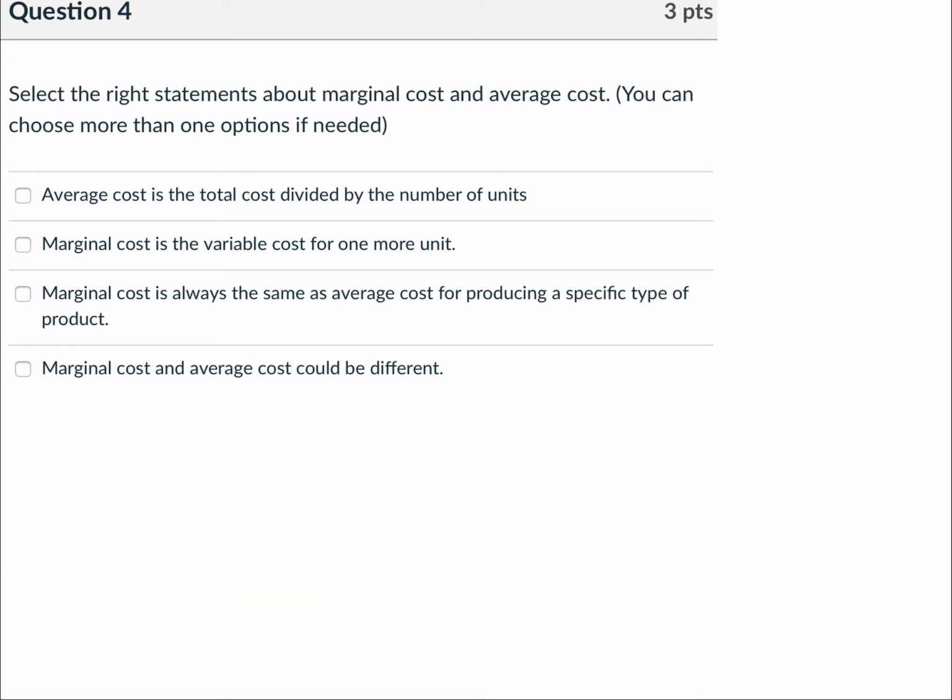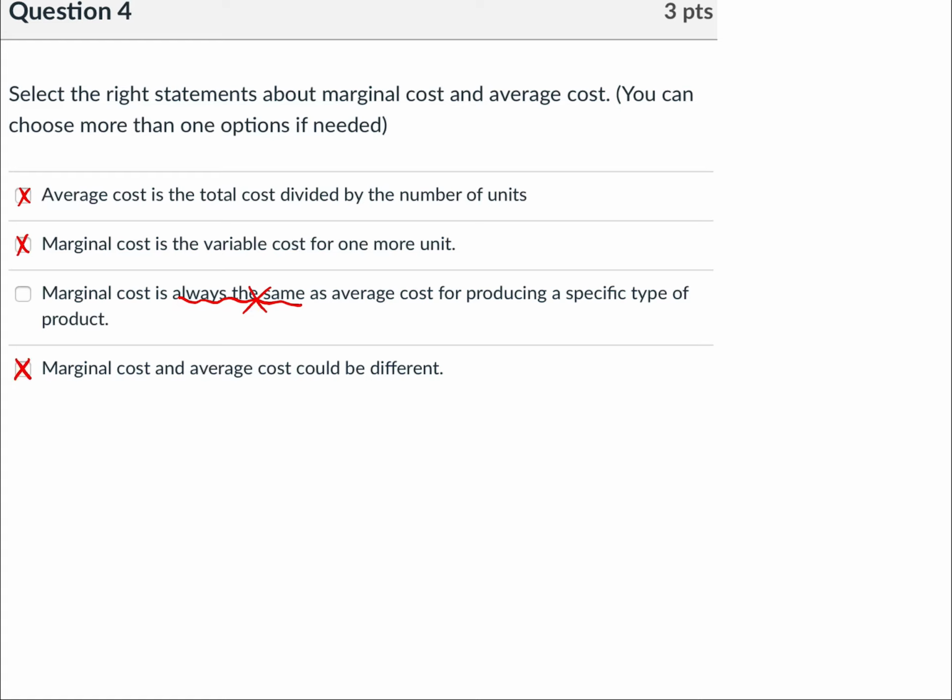Select the right statement about marginal cost and average cost, and you can choose more than 1 option if needed. So average cost is the total cost divided by the number of units. That's right. Marginal cost is the variable cost for 1 more unit. That's right. Marginal cost is always the same as average cost. Always the same? No. Marginal cost and average cost could be different. That's right.